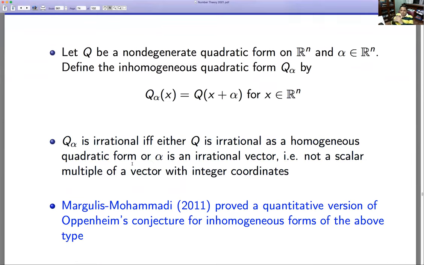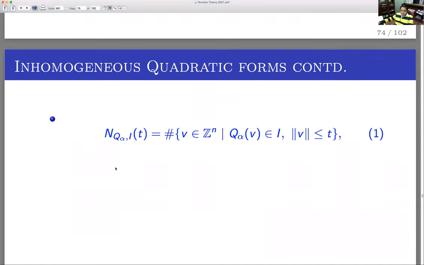In fact, Margulis and Mohammadi in the year 2011 proved a quantitative version of Oppenheim's conjecture for inhomogeneous forms. And what does this mean? It means the following. Let's set up a counting function N, which depends on the form, an interval, and the parameter T. It simply counts the number of integer points in a ball of radius T such that when you plug these vectors into the quadratic form, they land in this interval I.